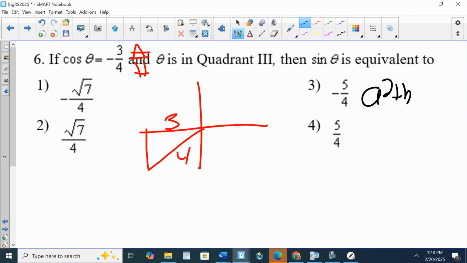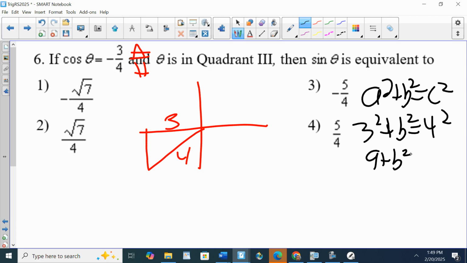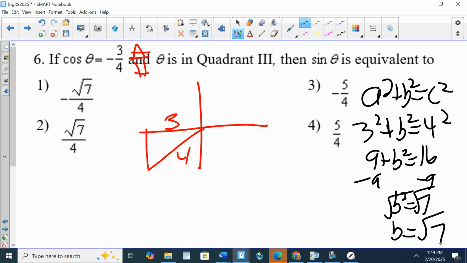A squared plus b squared equals c squared. 3 squared plus b squared equals 4 squared. 9 plus b squared equals 16. B squared equals 7. B equals radical 7. They all start differently, but they all end the same way. Once you have 2 values in the triangle, they're all the same.